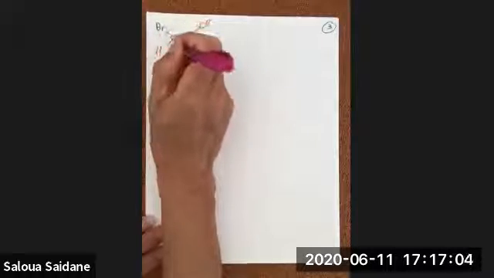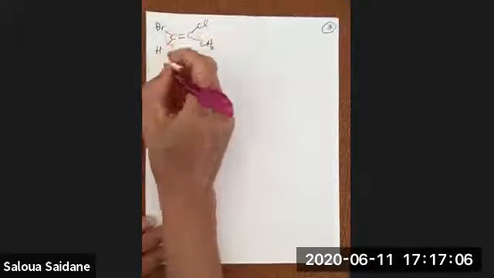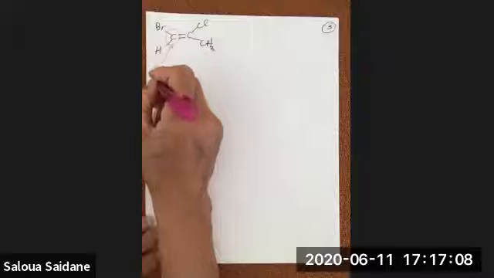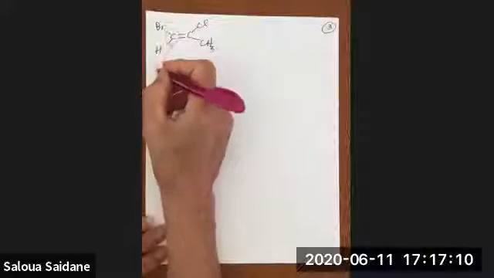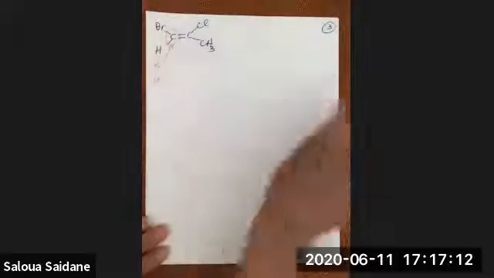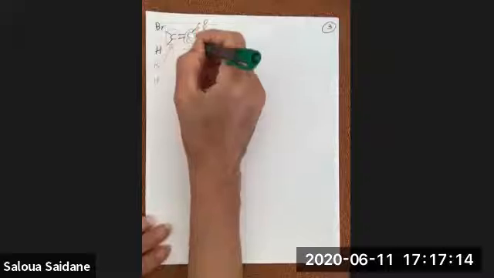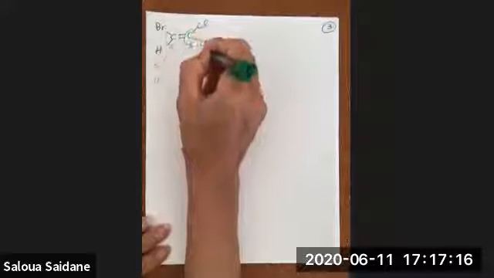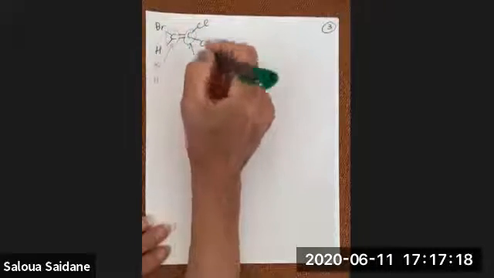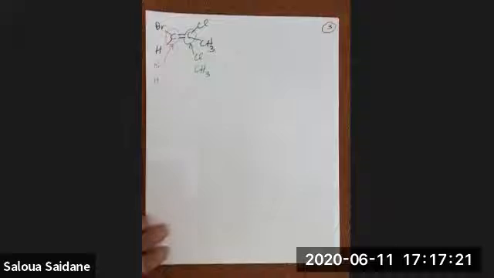So I'm focused on the pink one right here. The pink one has a bromine on the top and an H at the bottom. So I need to prioritize these two. The green one has a Cl and a CH3. So we need to prioritize them. What's the rule? The rule says the greater the atomic number, the higher the priority.